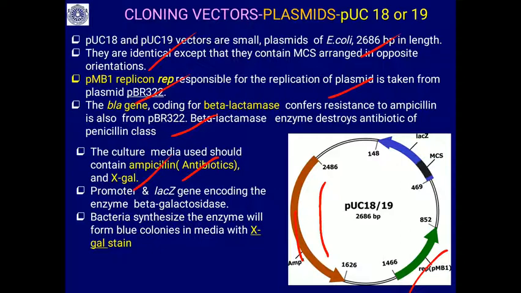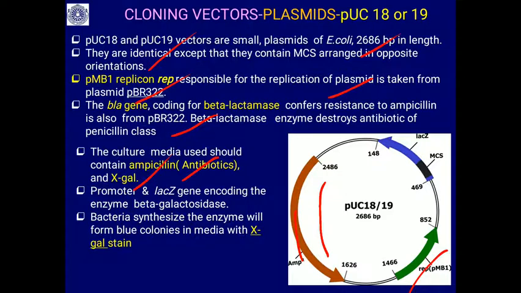So the advantage of having the antibiotic is that our inserted gene, with the plasmid having the antibiotic resistance property, is able to sustain. If it is not there, that means if the bacteria has not taken our plasmid, then it will die.